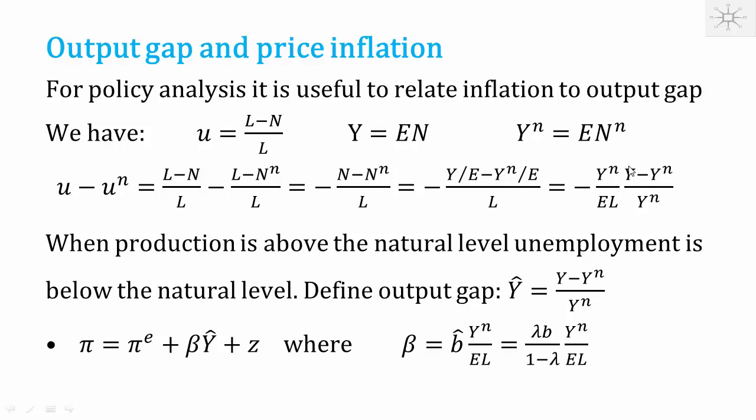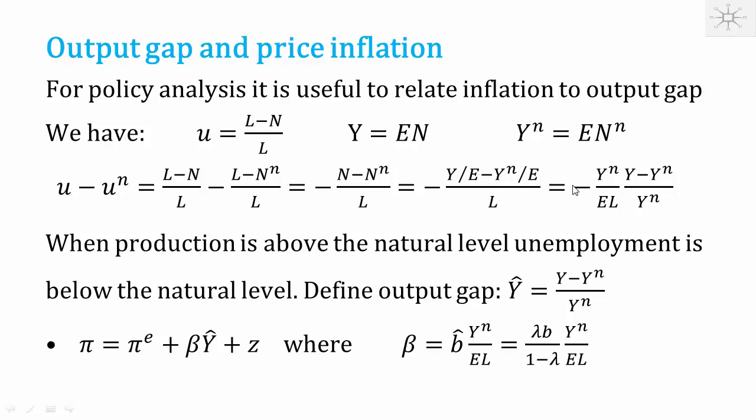And we call this thing here the output gap. It tells you by how many percent production deviates from the natural level. And the thing multiplying this is the natural level of production divided by E times L. And in this short-run analysis, we take these as given. So we can view this factor here as a constant. So then we see that there is a one-to-one relation between the deviation of unemployment from the natural level and the output gap.